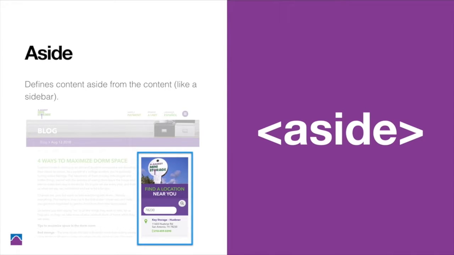Then you have the aside tag, which usually would be used as a sidebar. That's the most common scenario where you would use it.